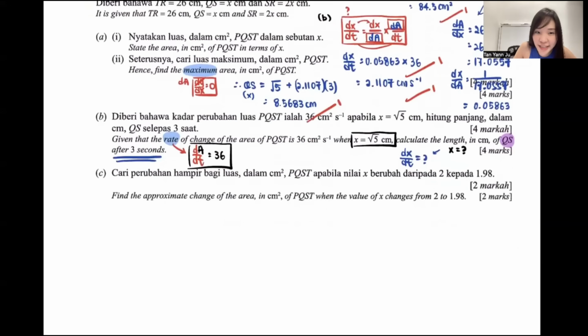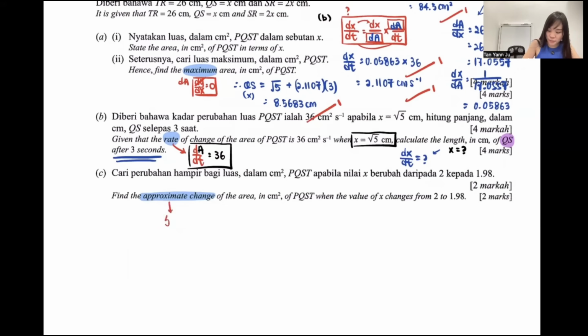Can I move slightly up? Part C: find the approximate change of the area of PQST when the value of x changes to 1.98. This is so normal. My dear, the keyword is approximate change. Remember, rate of change and approximate change are 2 different things. Rate of change is talking about how you slowly increase every single second. But approximate change is just one number changing to another number by a very small, insignificant amount. We can also call it small change.